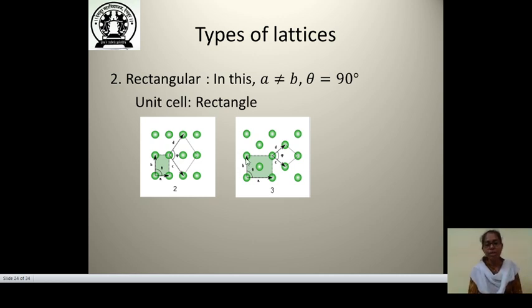In the non-primitive unit cell, it is the same, A is not equal to B and theta is equal to 90 degrees. But here the atoms are situated differently from this one. Here the lattice points are placed at the corners as well as in the center of that rectangular section. Therefore, the rectangular has two lattices: the first is the primitive unit and this one is the non-primitive unit. Therefore, oblique has one, rectangular has two. Oblique is primitive, rectangular has both primitive and non-primitive.